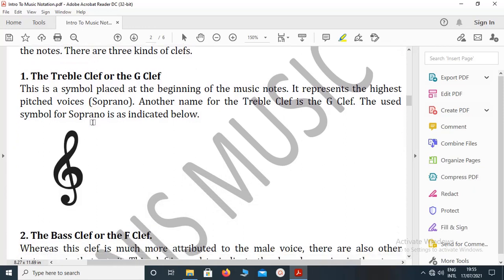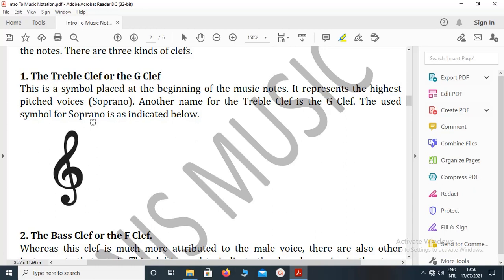or the G clef. This is a symbol placed at the beginning of the music. It represents the highest pitched voice. The highest pitched voice is soprano. Just imagine someone singing those high notes and you're like, wow, what a blessing. So that is a high pitched voice. It represents the highest pitched voice. Another name for the treble clef is the G clef.